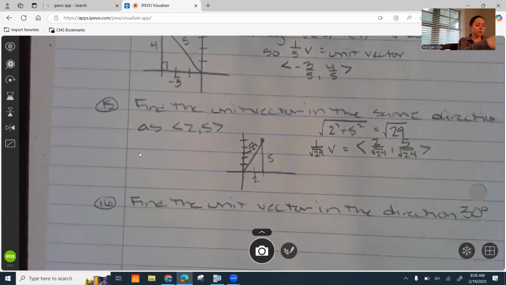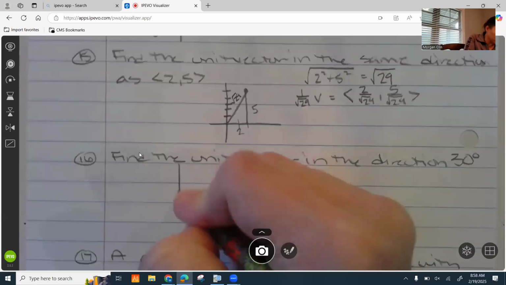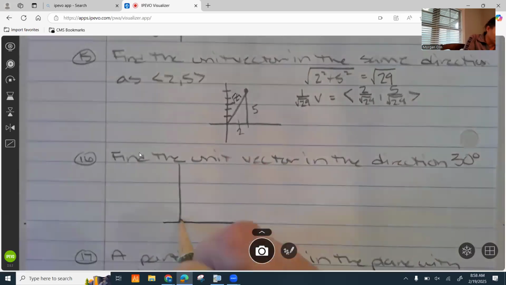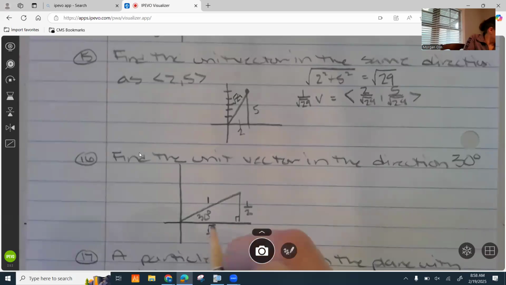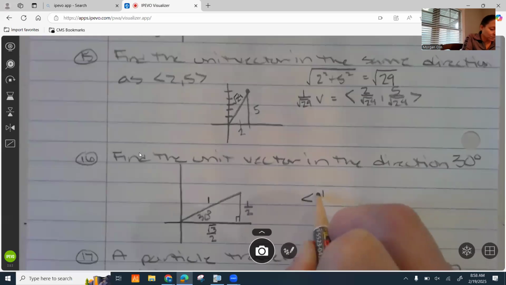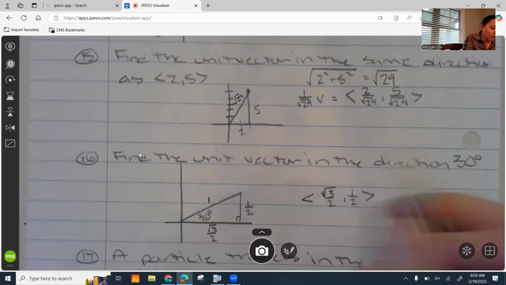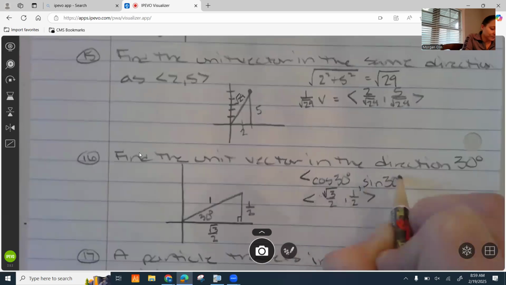Number 16. Find the unit vector in the direction 30 degrees. We know 30 degrees lies right here. When the magnitude is 1, think about it for a second: in a 30, 60, 90 triangle, that's 1/2 and square root of 3 over 2. Therefore, put the x first: square root of 3 over 2, and then 1/2. Or if you didn't know that, it's the cosine of 30 degrees, sine of 30 degrees.